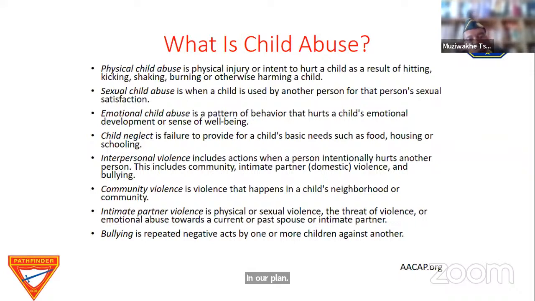Community violence also is violence that happens in a child's neighborhood or community. And then intimate partner violence is physical or sexual violence, the threat of violence or emotional abuse towards a current or past spouse or intimate partner. Finally, bullying is repeated negative acts by one or more children against another. And this we should be vigilant of, particularly in our clubs.